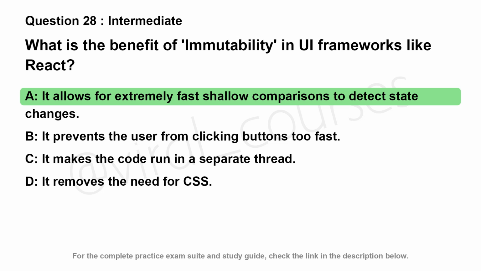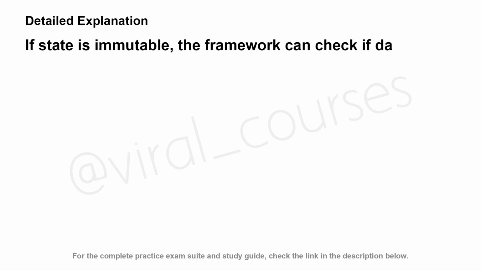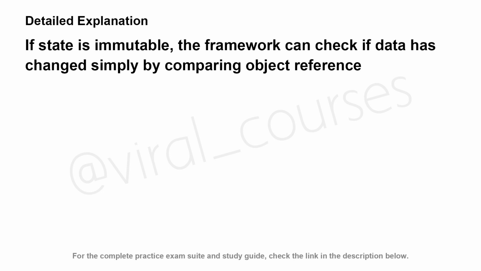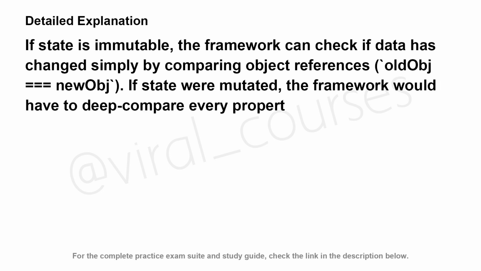The correct answer is A. If state is immutable, the framework can check if data has changed simply by comparing object references: oldObj === newObj. If state were mutated, the framework would have to deep compare every property, which is much slower.